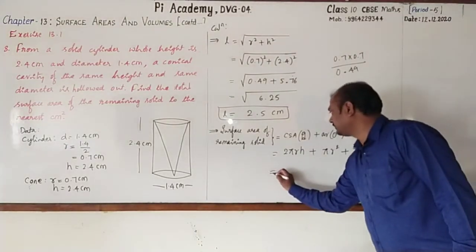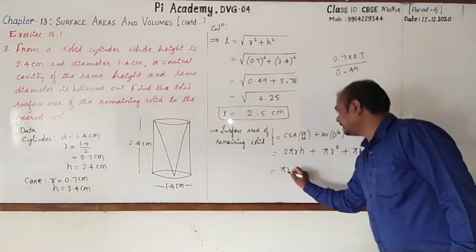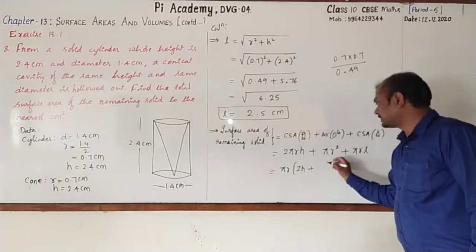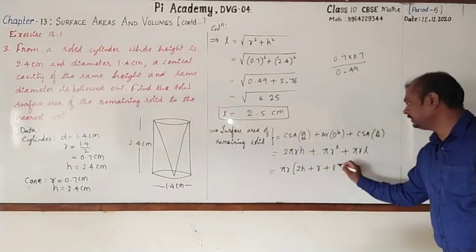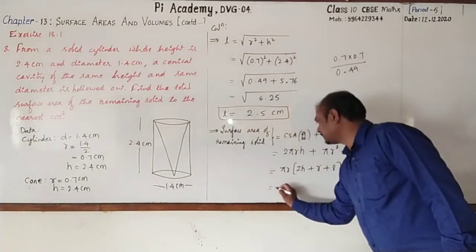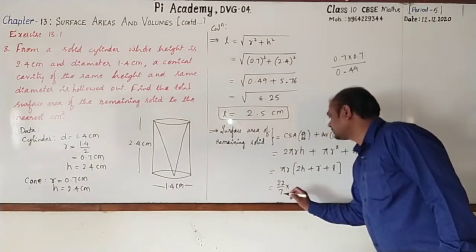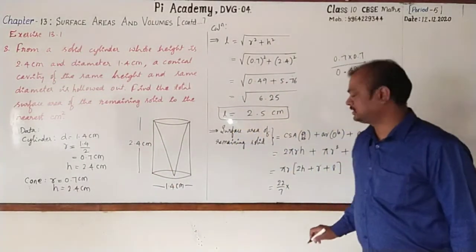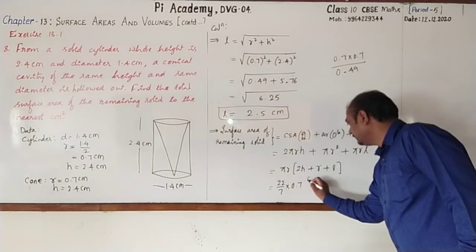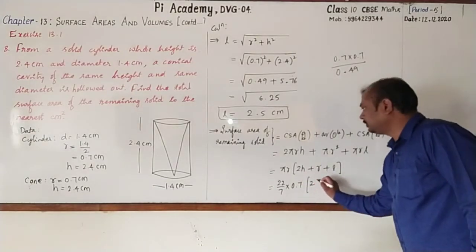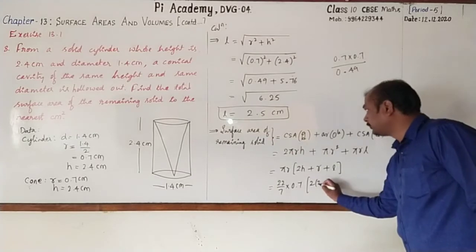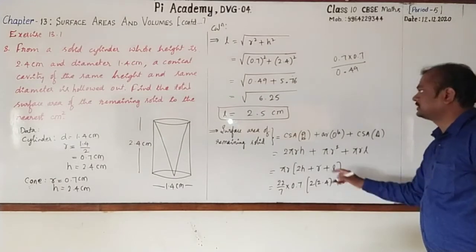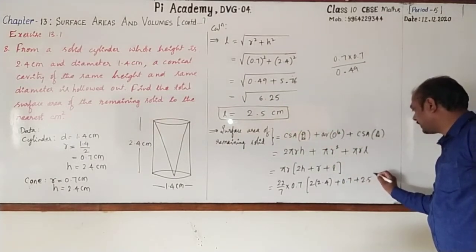Yes. What is that? It is pi r. On taking pi r as common factor, you will get 2h plus r plus L. Let's go for substitution. Pi is 22 by 7, R is 0.7, into 2h, 2 into height is 2.4, R is 0.7 plus slant height, it is 2.5.